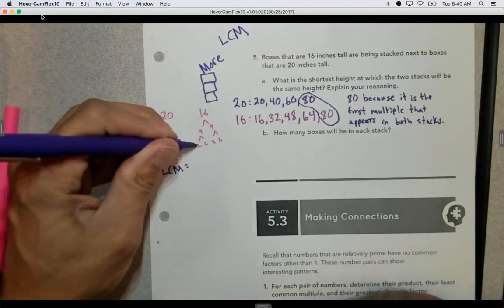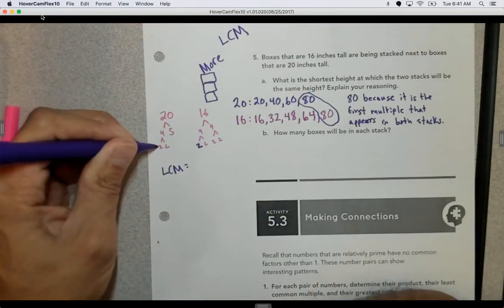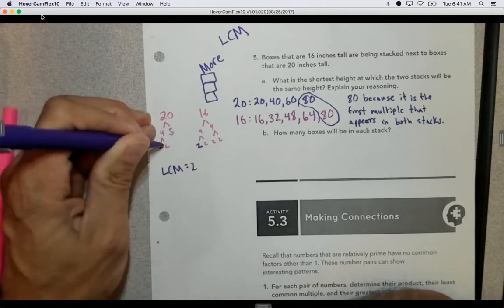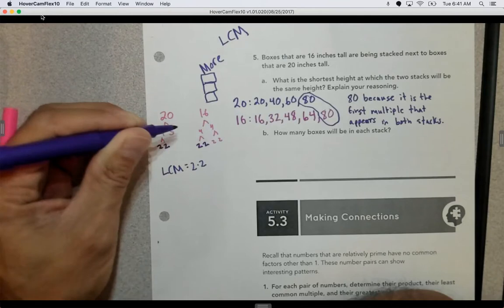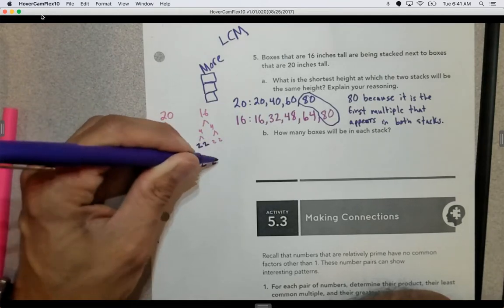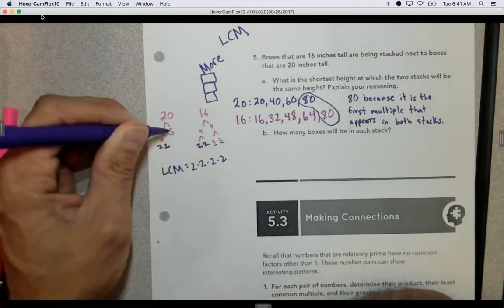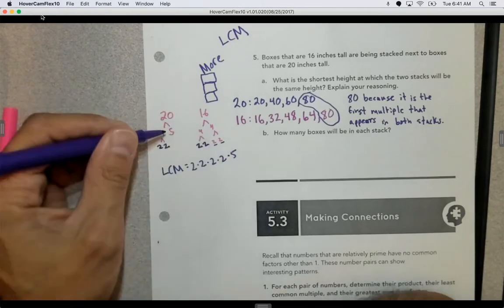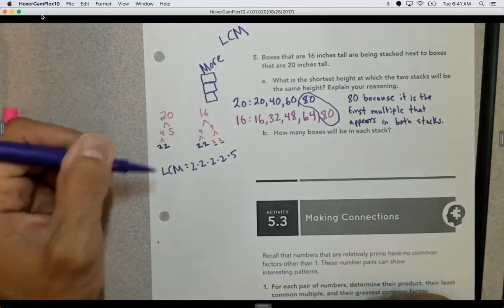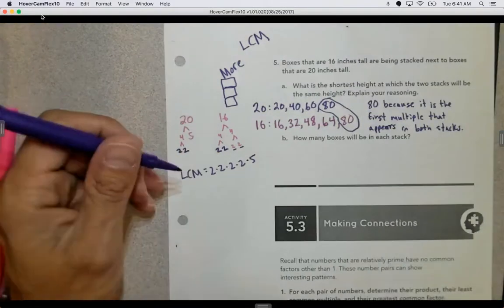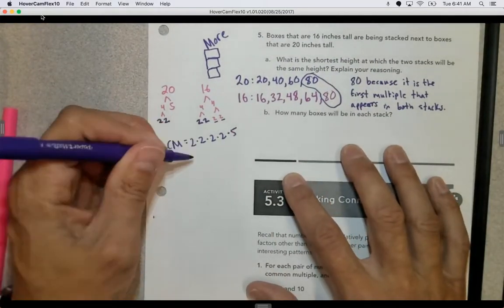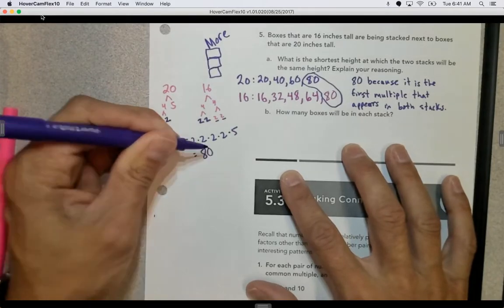So I can have a 2 here, and that 2 can double count for that one. I can have a 2 here, and the 2 can double count for that one. And then I still need 2 more 2s for the 16. And then I need a 5 for the 20. Now I have all parts of the 20. I have 2 2s and a 5 at least. I have 4 2s for the 16. When I multiply these all together, I do in fact get 80, which is the LCM.